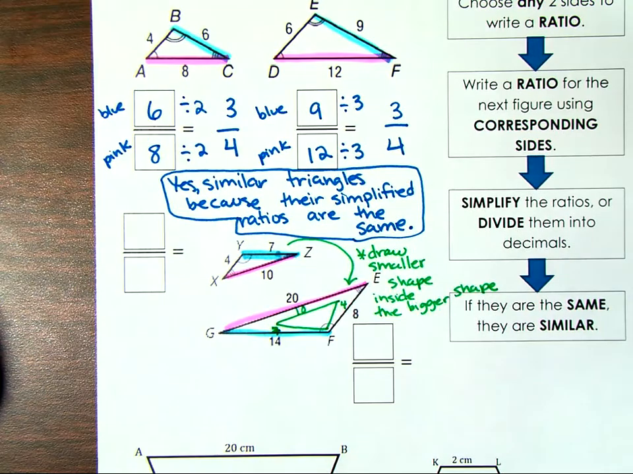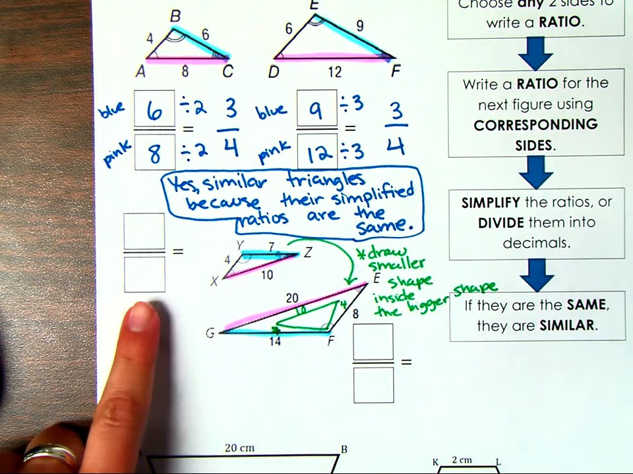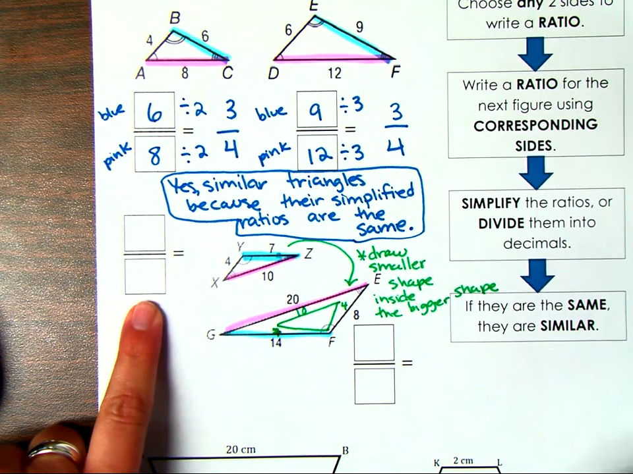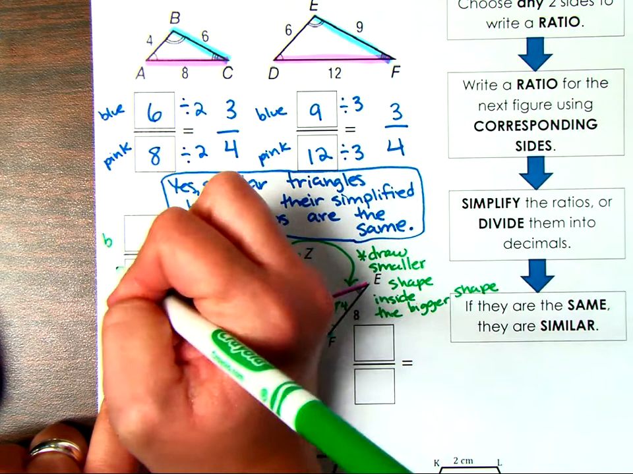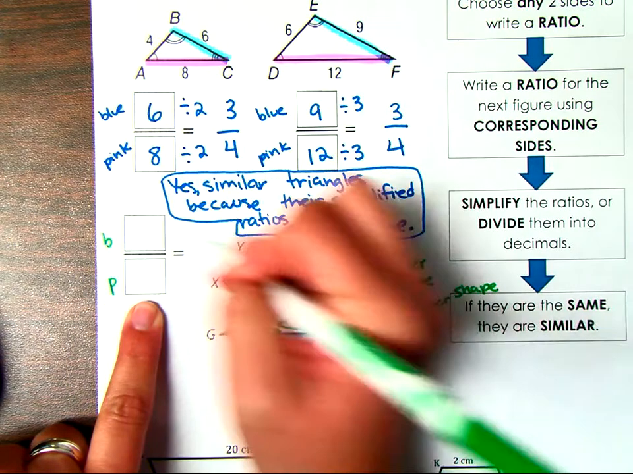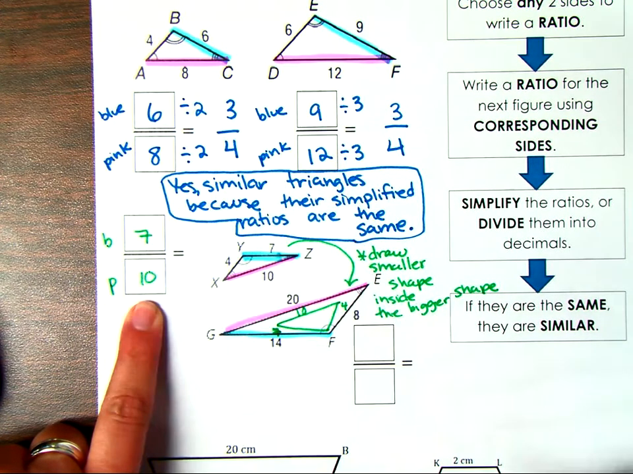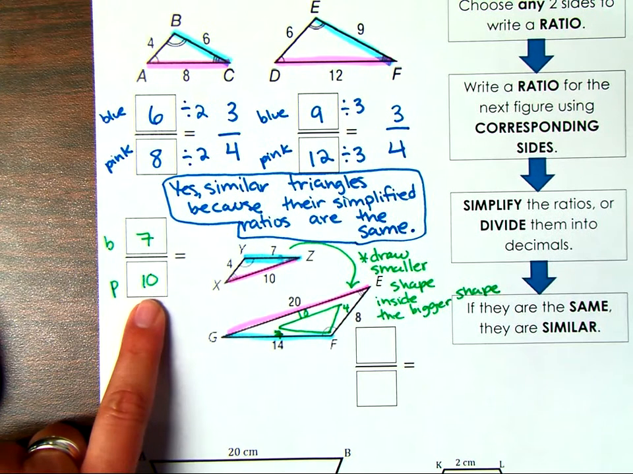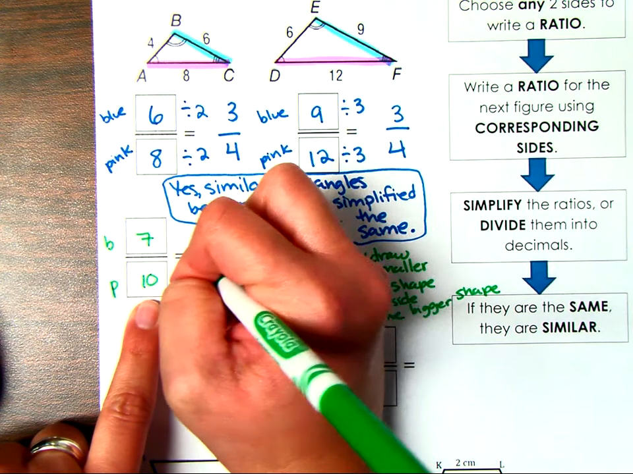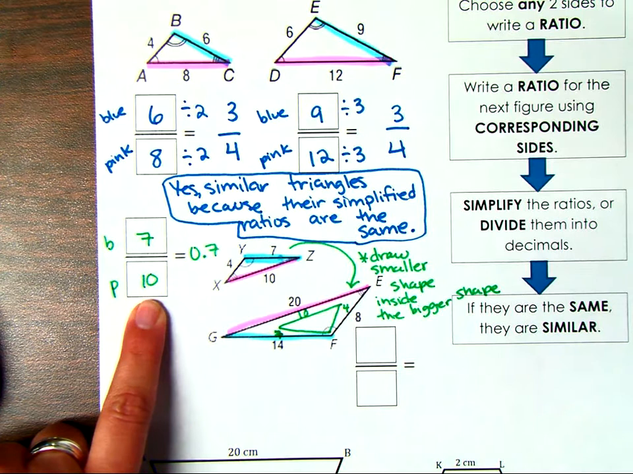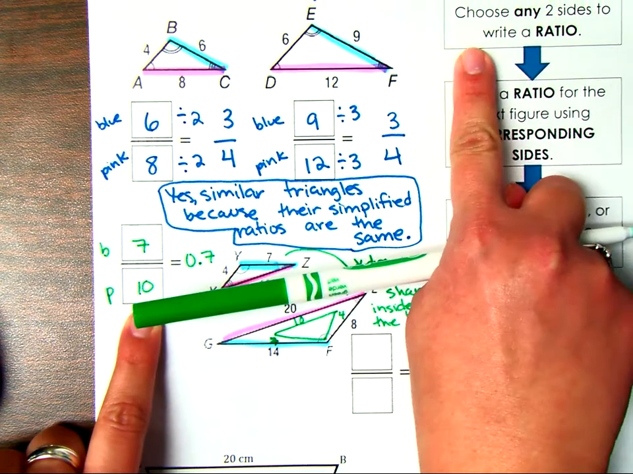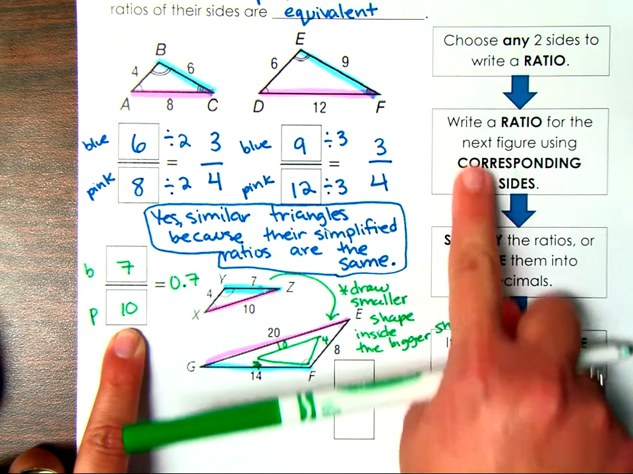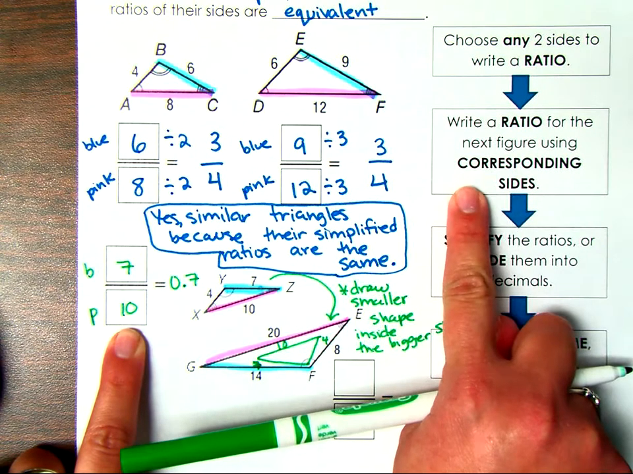Okay, so if I want to write a ratio for my smaller triangle, and again, if I do blue to pink, the blue was 7, the pink was 10. 7/10 is already reduced, so I can make that a decimal, 7/10, just like that. Because remember, we can choose any two sides to write the ratio, then we're going to write one with the corresponding, and then simplify.